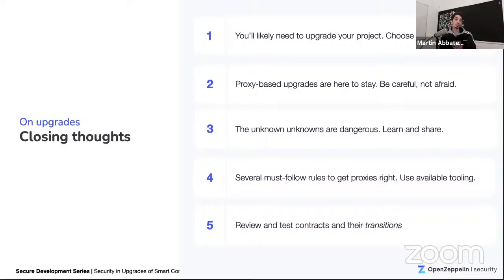So let's remember to test these kind of transitions. Let's remember to have these deployment scripts make the necessary validations and checks to make sure these upgradability processes go right. And yeah, let's stay safe with these kind of things. Again, being careful, not afraid.